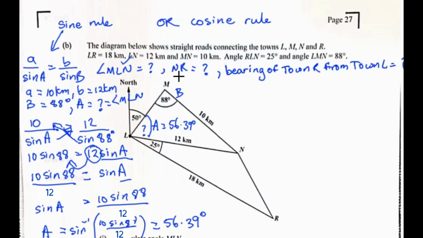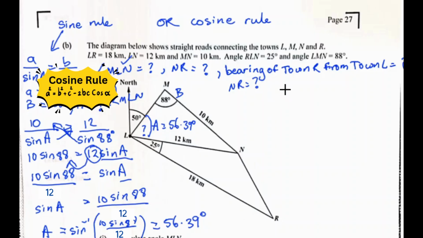So let's move on to the other part here, which is to find the length of NR. I'm just going to do it on the right hand side here. I'm writing it again. This is what we're trying to do. In this particular case, we have two sides of a triangle and the angle in the middle. This is a dead giveaway that we need to use the cosine rule. Why is that? Because this is what the cosine rule is.